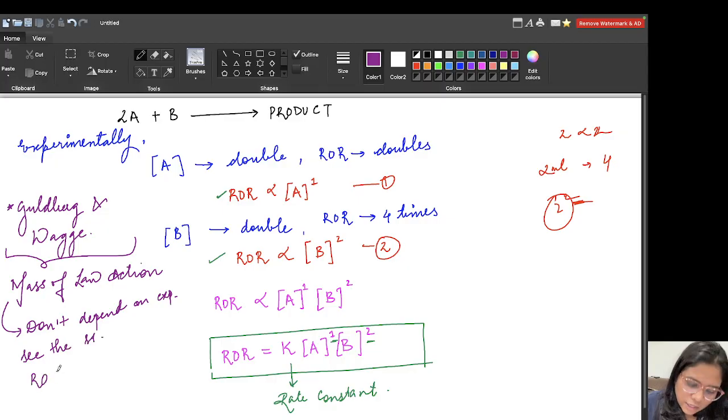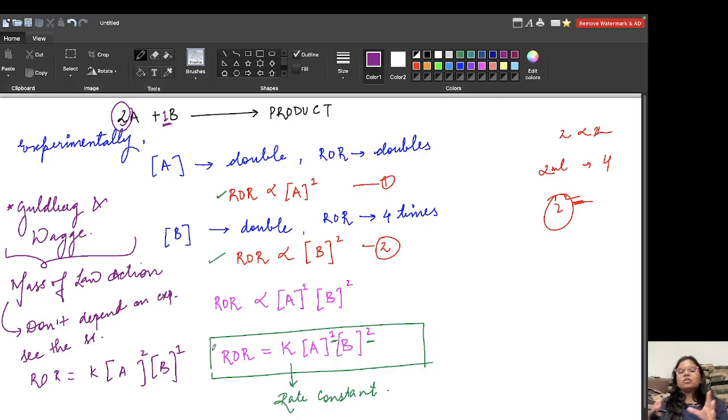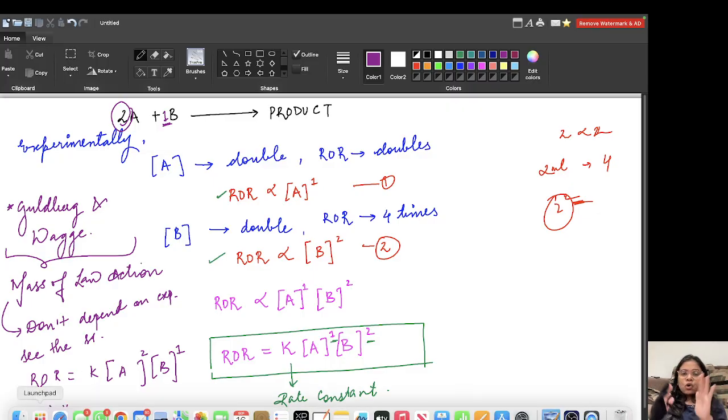So they said the rate of reaction will be equal to K, A raised to the power of the stoichiometry of A, B raised to the power of the stoichiometry of B. If B doesn't show a stoichiometry, it means 1. So they said to depend upon the law of mass action, just put the stoichiometric coefficients as the powers. But that didn't work every time, so we still stick to our experimental values only.